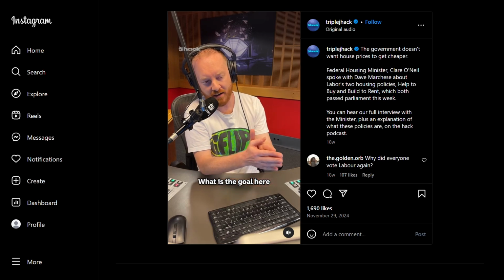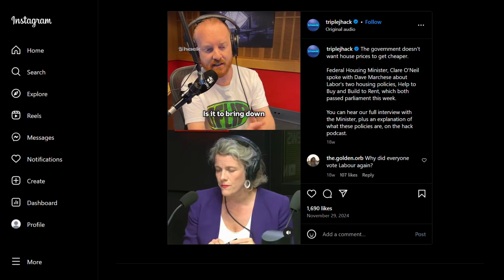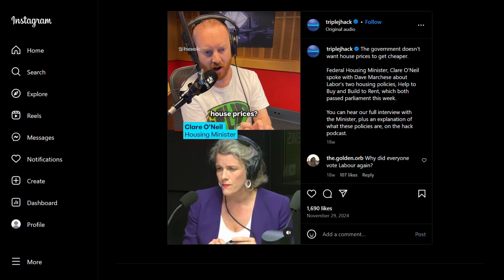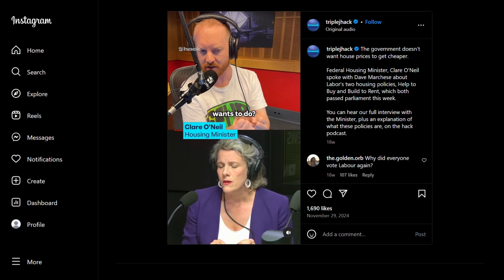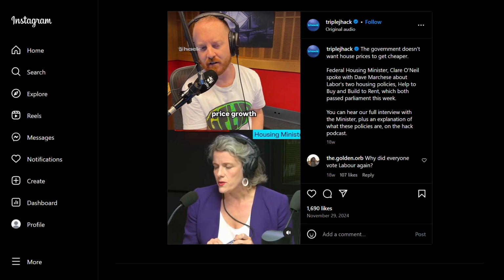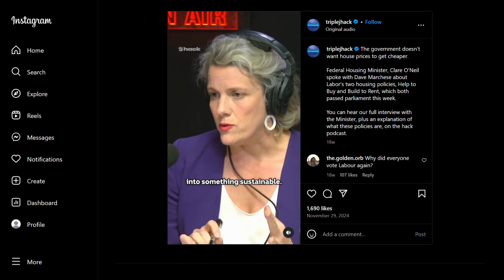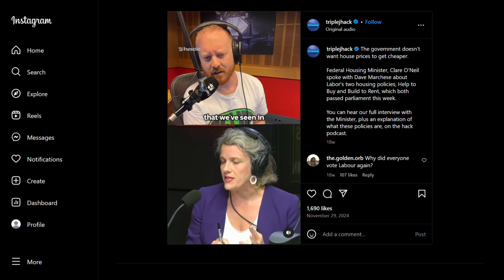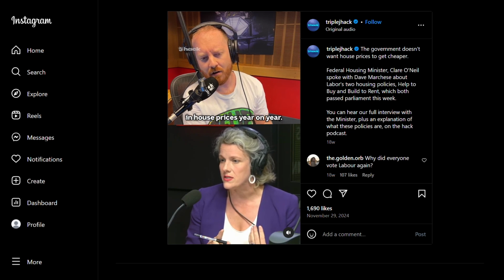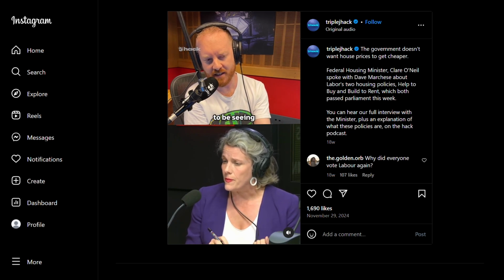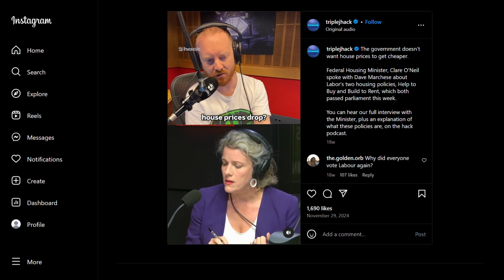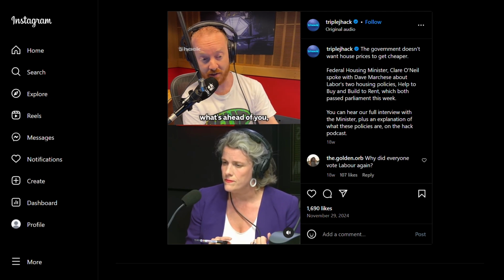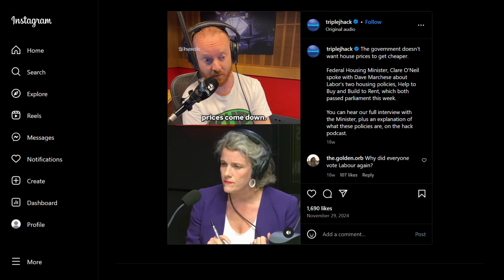What is the goal here in terms of these policies? Is it to bring down house prices? Is that what the government wants to do? We want to bring house price growth into something sustainable. So we're not trying to bring down house prices, but we don't want to see some of the growth that we've seen in some parts of the country where you're getting double-digit increases in house prices year on year. Why don't you want to be seeing house prices drop? Because if you're looking to get into the market, if you're a young person looking at what's ahead of you, you definitely want to see house prices come down.